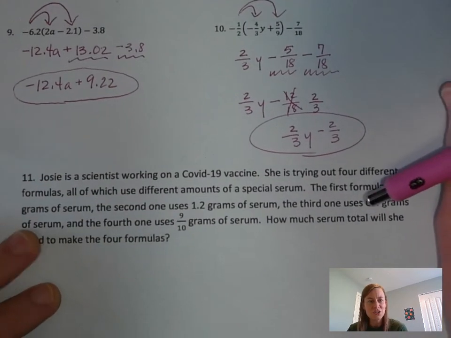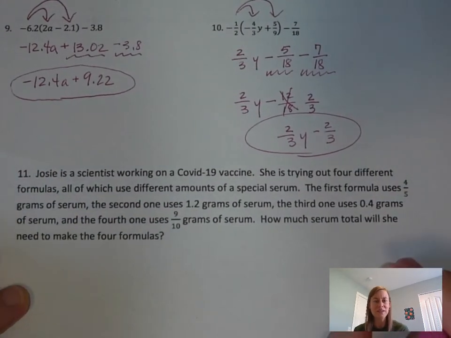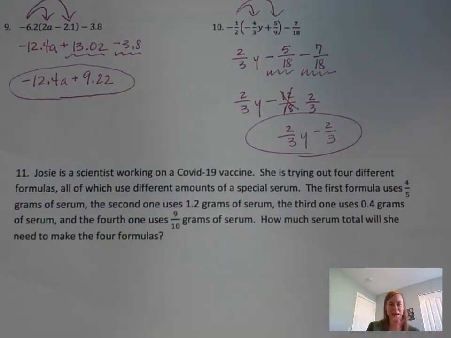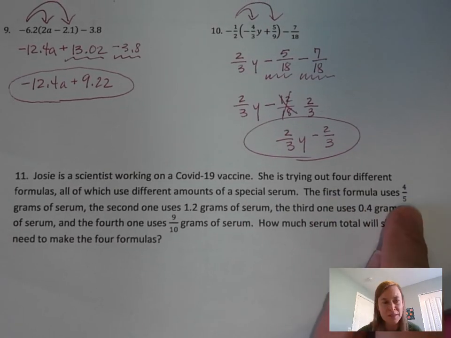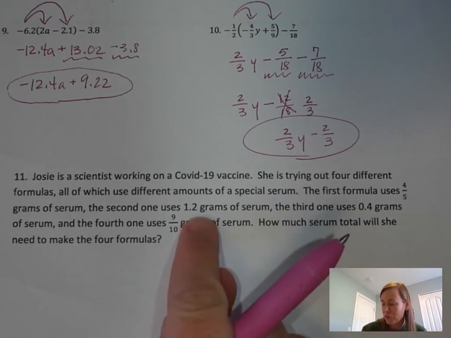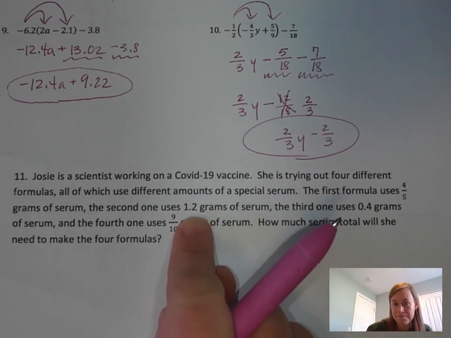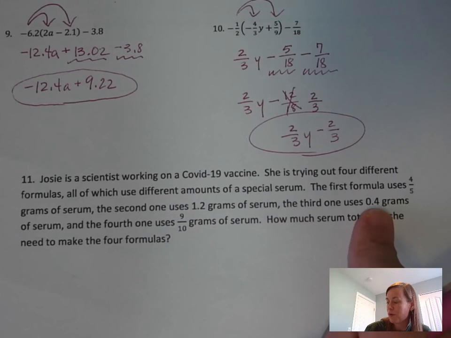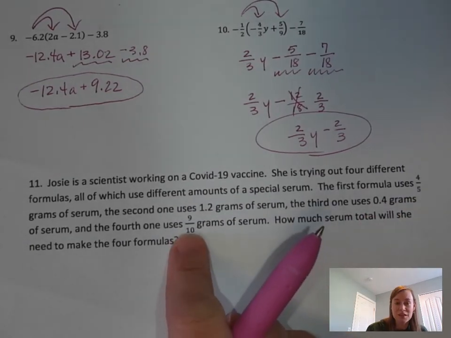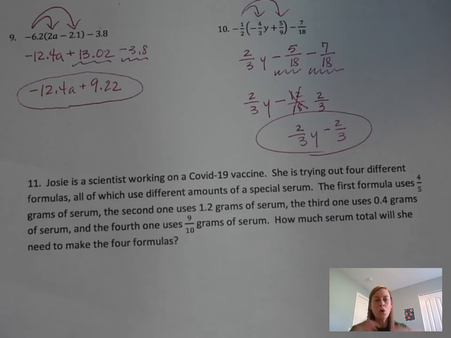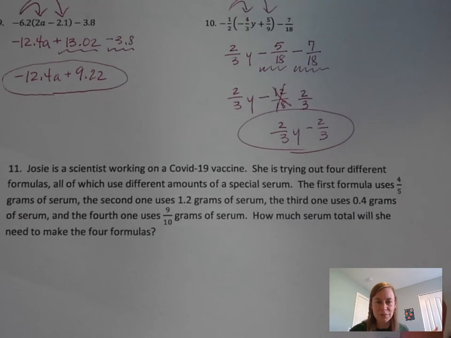All right, let's read it. Josie is a scientist working on a COVID-19 vaccine. All right, Josie, hurry up. She's trying out 4 different formulas, all of which use different amounts of a special serum. The first formula uses 4/5 grams of serum. The second one uses 1.2 grams of serum. The third one uses 0.4 grams of serum, and the fourth one uses 9/10 grams of serum. How much serum total will she need to make the 4 formulas?